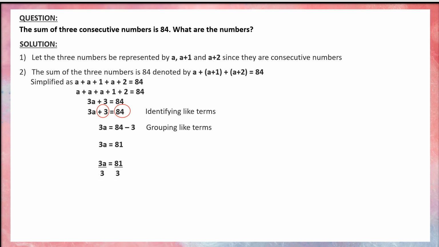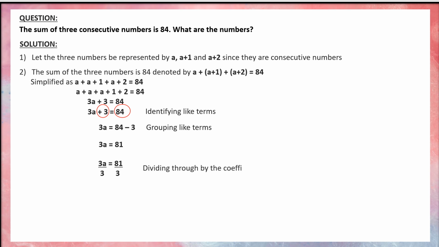The next thing we'll do is to identify the coefficient of A, because we want to solve for A. So the coefficient of A here is 3. So we divide the left hand side and the right hand side by 3, so that we can eliminate the 3 on the left hand side, and then we can solve for A. But remember, whatever we do to the left hand side, we do to the right hand side. Why are we doing that? Because it is an equation.